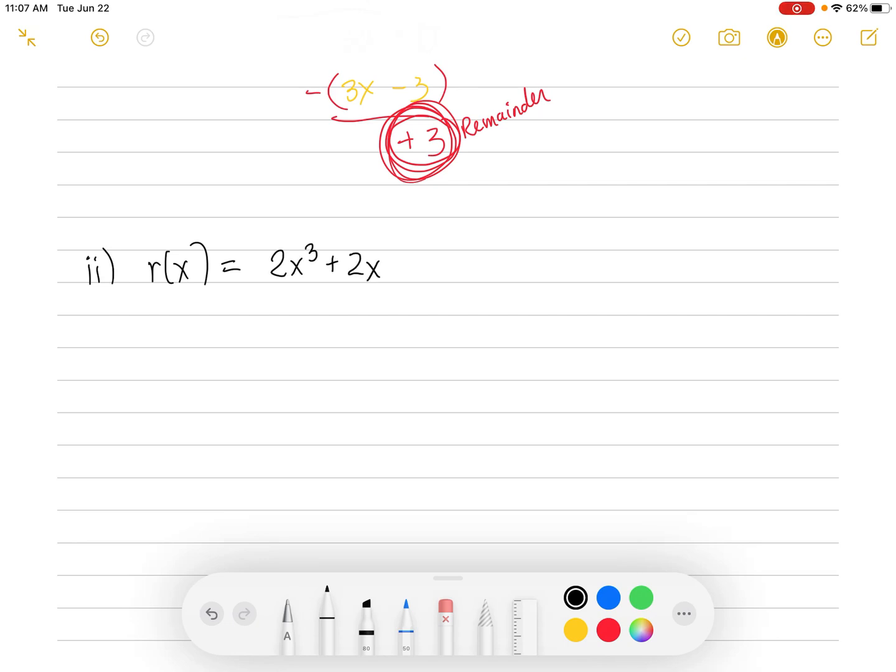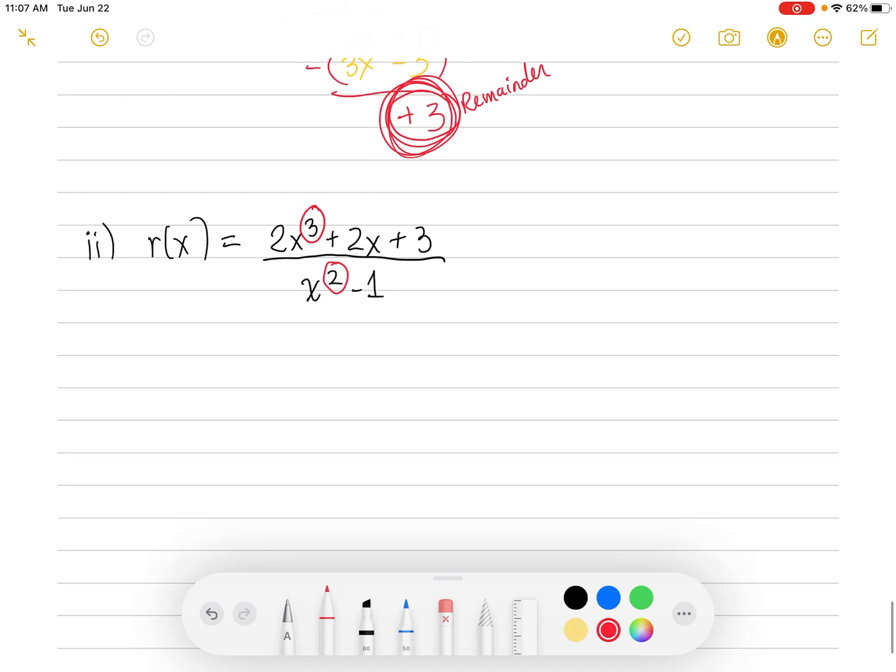So here's another rational function, 2x cubed plus 2x plus 3 all over x squared minus 1. So automatically I can see that on top I have a degree 3. On bottom I have degree 2. Since the top's degree is bigger than the bottom's degree, we're not going to have a horizontal asymptote. Since the top is exactly one more than the bottom's degree, we're definitely going to have a slant asymptote. So I'll do slant asymptote.